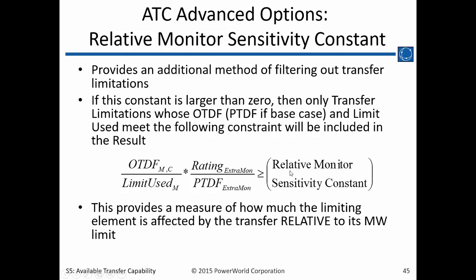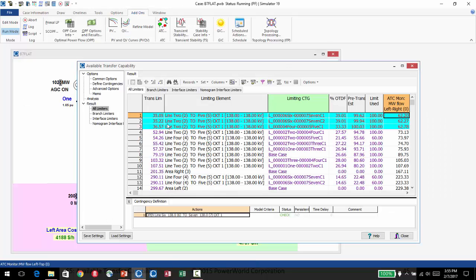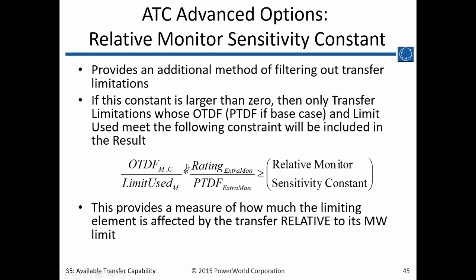The relative monitor sensitivity constant: if it's larger than 0, then the whole transfer limiter will be ignored if this is not met, if this equation right here is not met. So you can use it to filter out certain things from the result if you put in a relative monitor sensitivity constant.